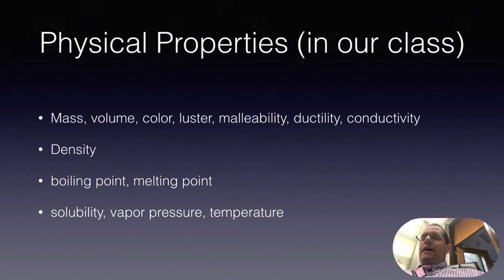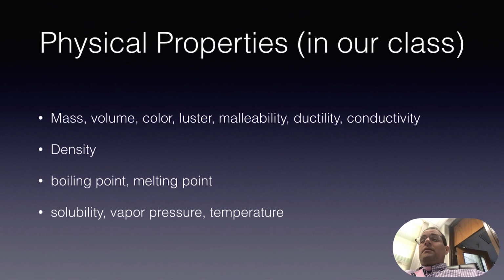Physical properties in our class are going to be mass, okay, how heavy something is, volume, how large it is, color, that might be yellow, blue, green. Luster means how shiny something is. Malleable means how it can be bent, or you hammer on something and the metal spreads out, for example. Ductility is the property that can draw it into wires. Conductivity means how well it can conduct electricity or conduct heat, for example.